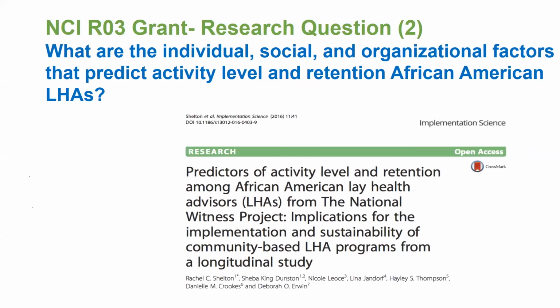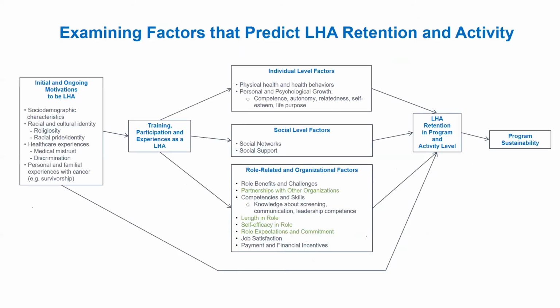And then our second R03 question was, okay, we can't look at long-term sustainability, but they were having huge issues with attrition of lay health advisors. They were losing about 40% per year. So we said, let's look at short-term, what quantitatively through surveys, let's measure all these individual social and organizational factors and see which ones actually predict whether or not they stay in the program. So this was published in Implementation Science, if you want to look at that.